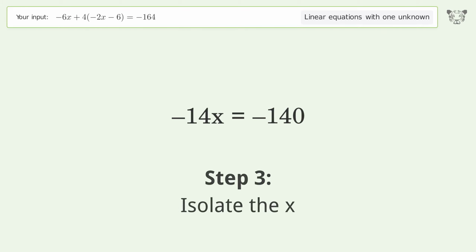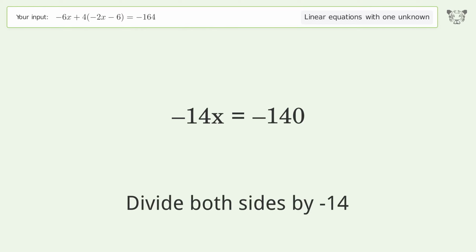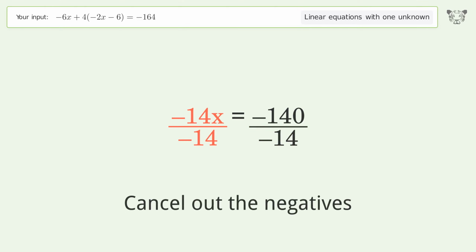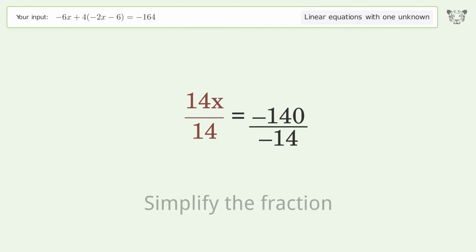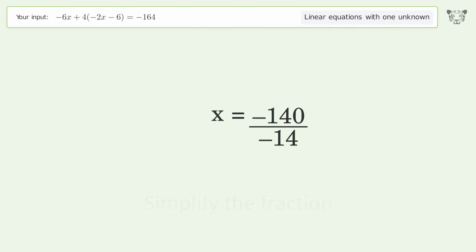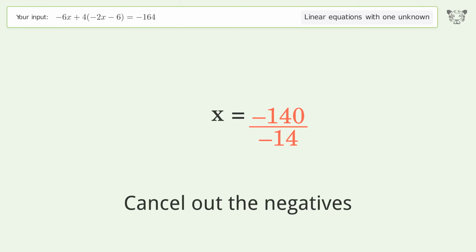Isolate the x. Divide both sides by -14. Cancel out the negatives. Simplify the fraction. Cancel out the negatives.